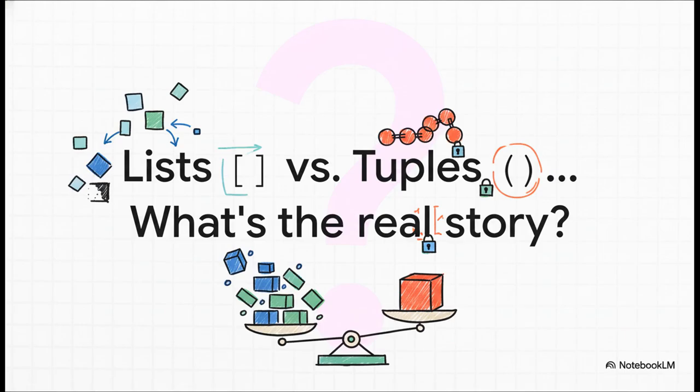You know, you've seen them everywhere in Python code, right? The square brackets for lists and the parentheses for tuples. And at a glance, they might seem pretty similar, but their core difference is an absolute game changer for how you should write your programs. The choice isn't just about what looks right. It's about declaring your intention for the data inside.